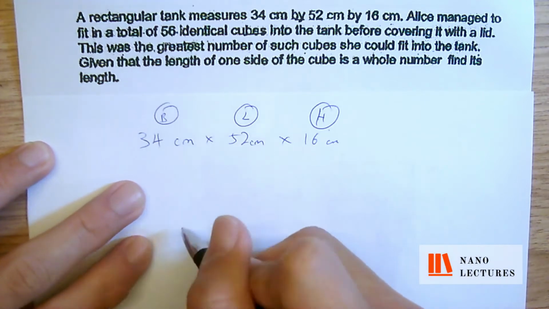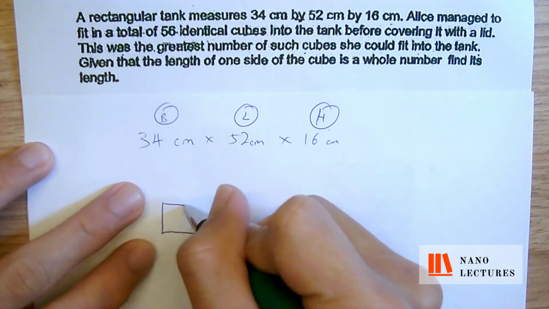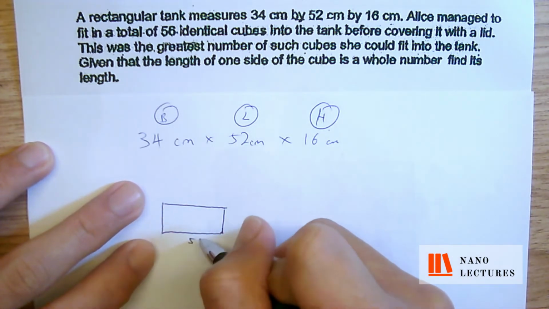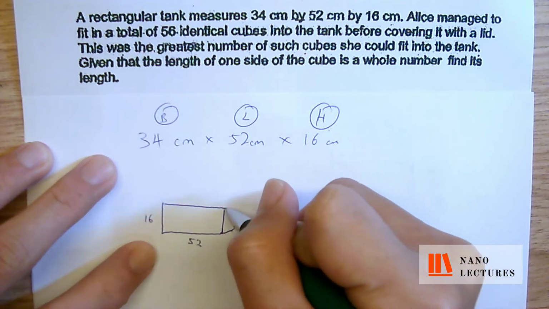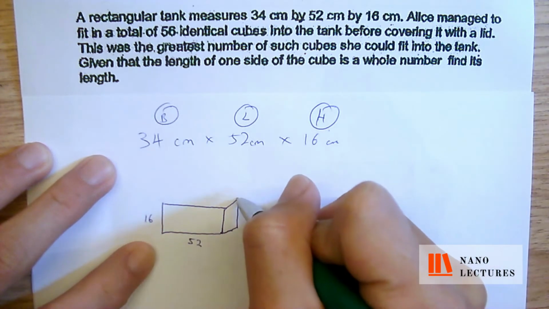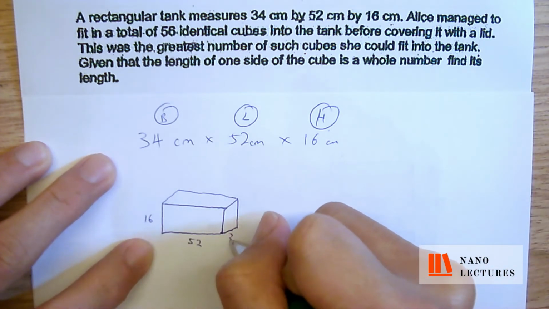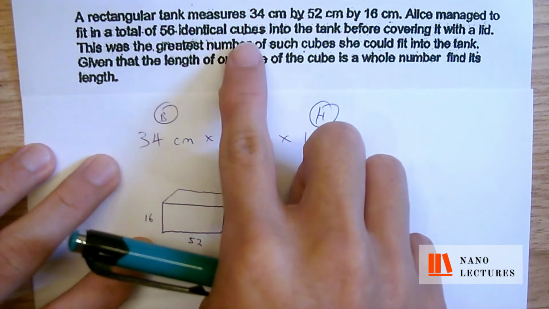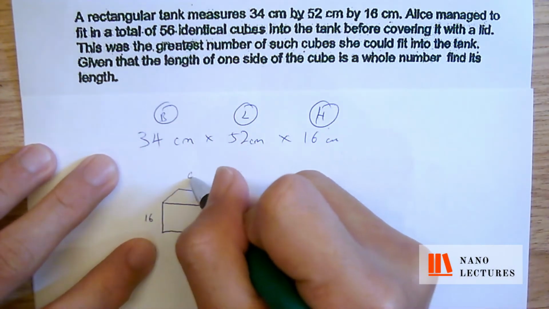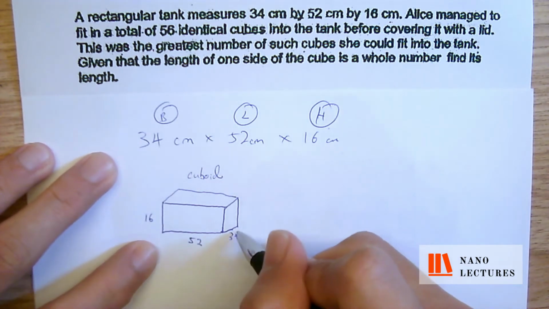Okay, so I'm just going to draw it out for you. This is 52, this is 16, and this will be 34. So this is actually how it looks. They're saying that this is the rectangular tank, and Alice managed to fit in a total of 56 identical cubes into the tank. So this is a cuboid. Cuboid means the sides can be different. You see, 16, 52, 34, it can be different.